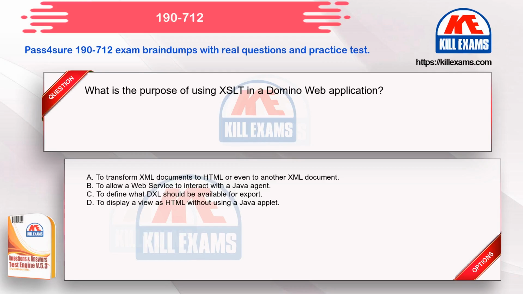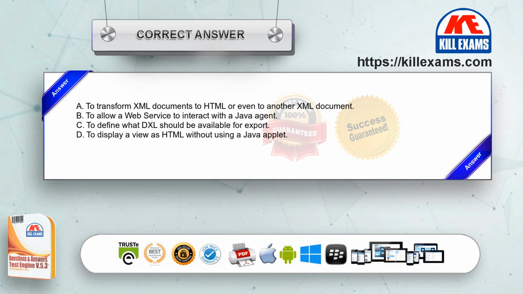Question: What is the purpose of using XSLT in a Domino web application? Option A: To transform XML documents to HTML or even to another XML document. Option B: To allow a web service to interact with a Java agent. Option C: To define what DXL should be available for export. Option D: To display a view as HTML without using a Java applet. The correct answer is option A.